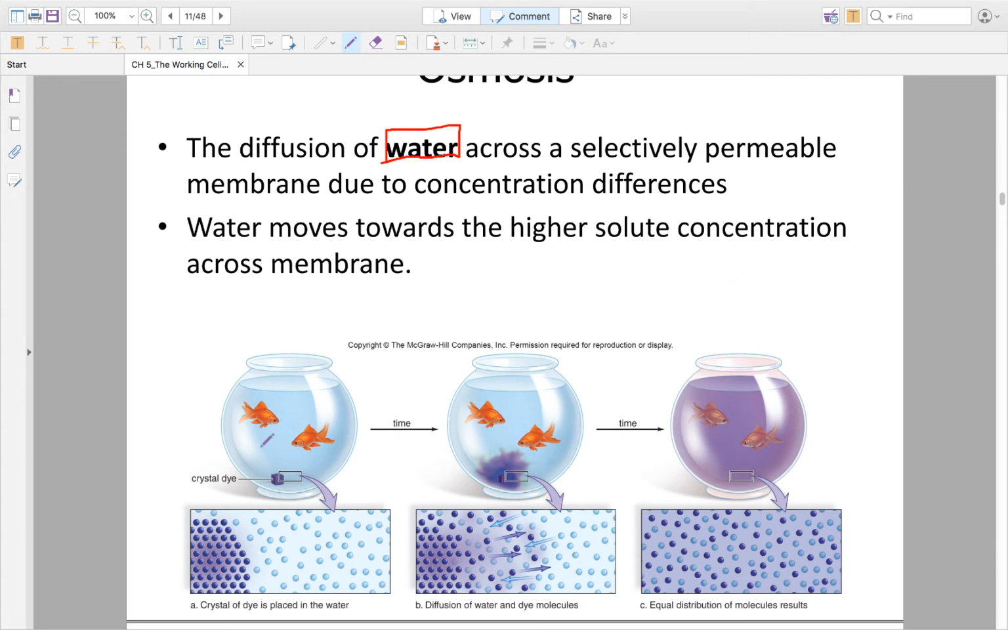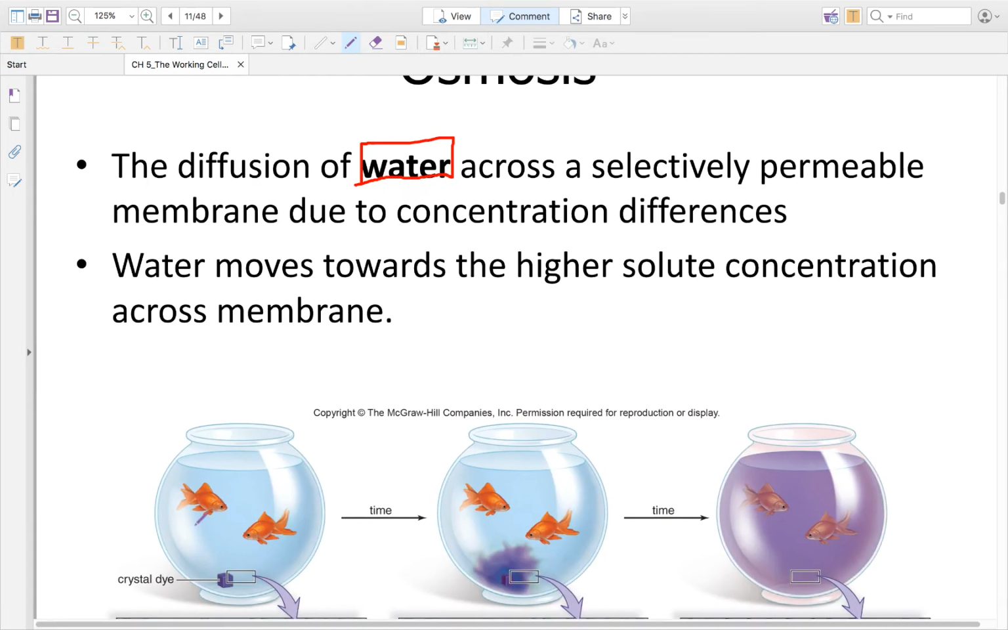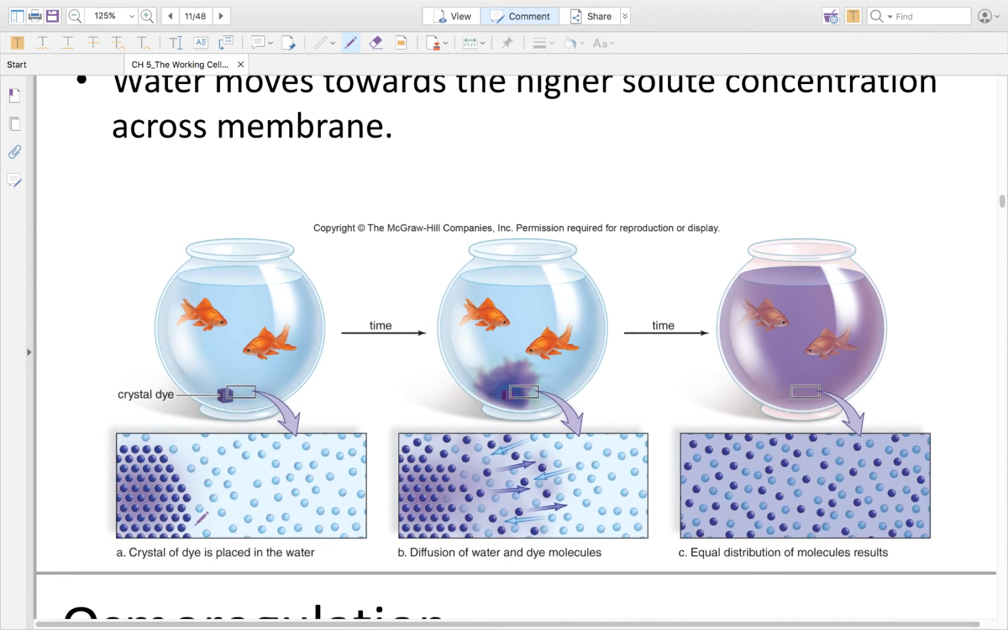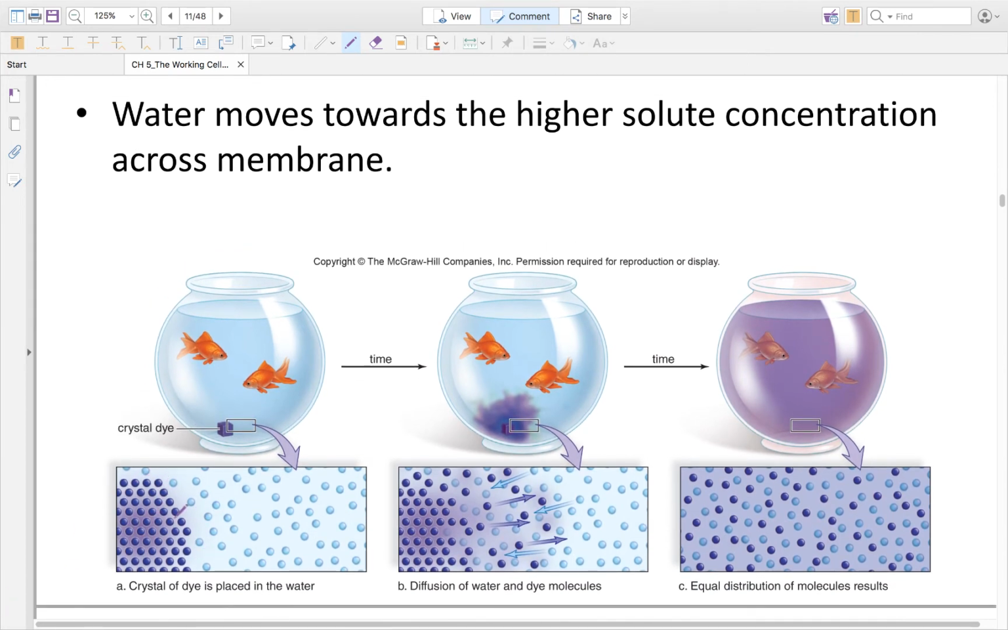And what they've done is they've stuck a crystal dye block in this fishbowl. Now, that crystal dye is made out of these little tiny molecules. Let's look at it. Molecules. This whole bowl is full of water molecules. Water will always move towards a higher solute concentration, so it's going to do that. And that's what's happening here.